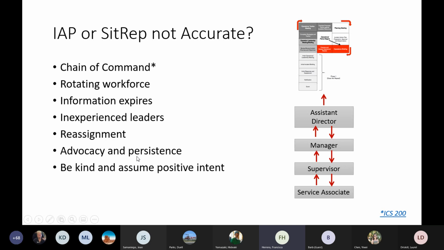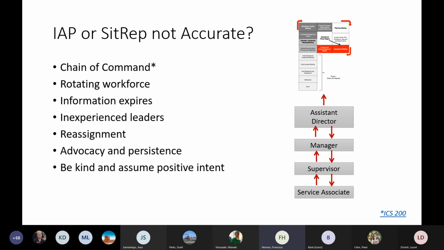Of course, as any DCS leader, it's important for us, anyone committed to the mission, that we all do our part to advocate and be persistent about ensuring that a common operating picture is shared. It's important to be persistent sometimes.